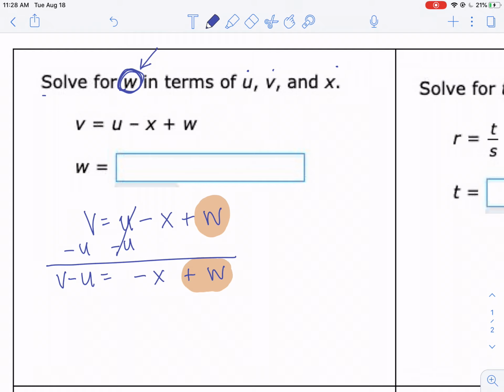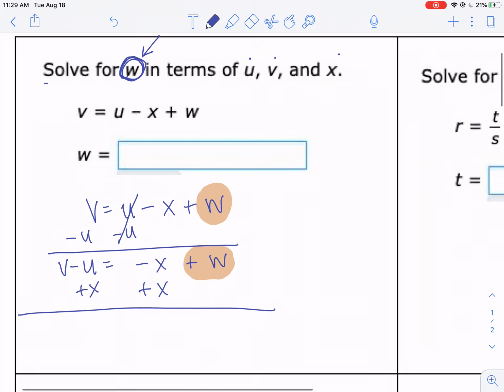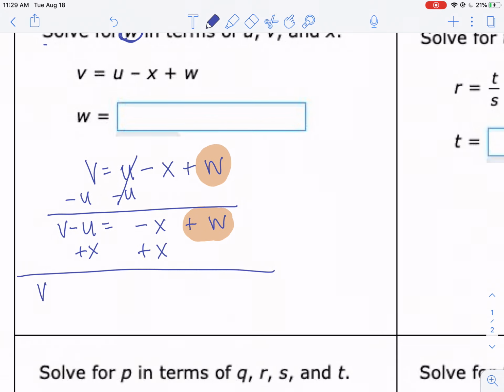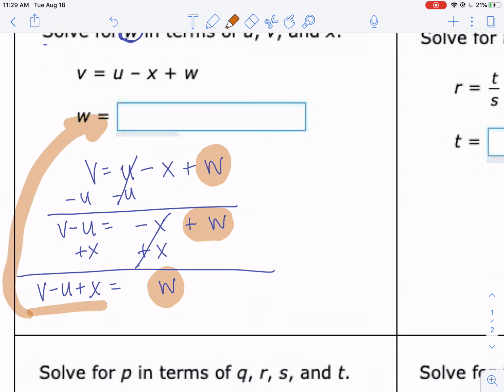I want to get rid of X now. So I have negative X, so I'm going to add X on both sides. And there are no like terms there, so I'm just going to write them all together. V minus U plus X equals, I have positive W over here. And that's it. I have W all by itself. So I know that this part over here is what I'm going to write in that box. So I would say V minus U plus X. That would be my first answer for a problem that looks like this.